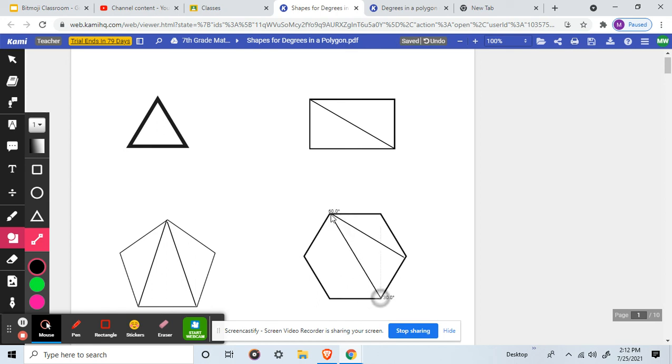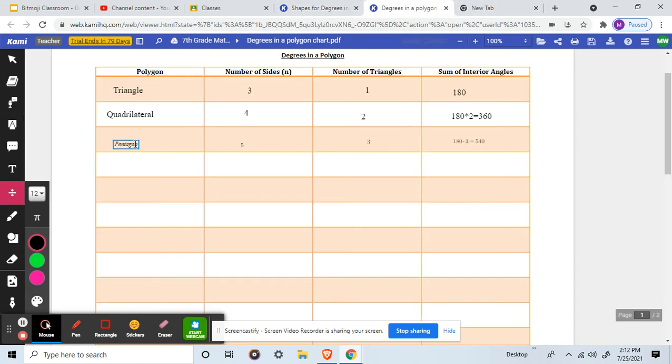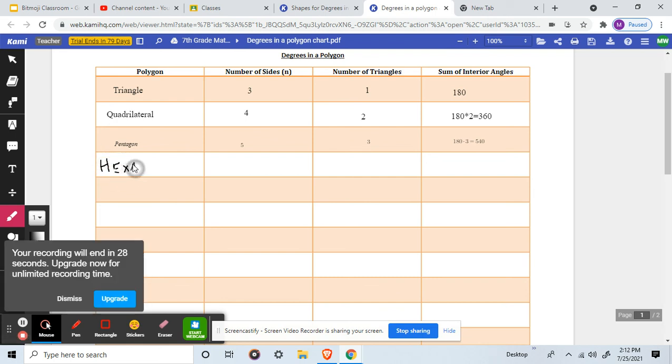Right, and so what can I do? I can break a hexagon down into, what do we got? 4 triangles, right? So again, what am I going to say? I'm going to go over here. I'm going to move to the drawing tool. And I'm going to say, well, it's a hexagon. It has 6 sides, 4 triangles, and 180 times 4 is going to be, was it 720?